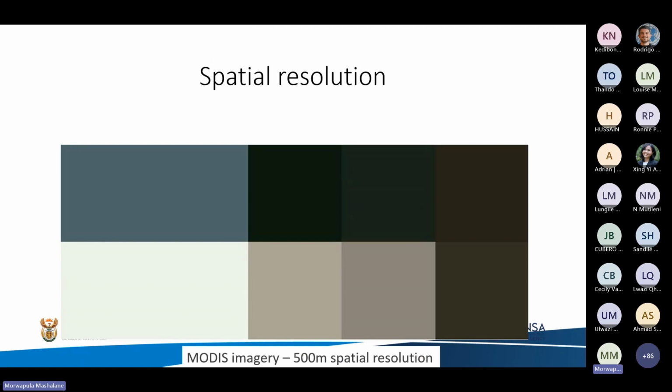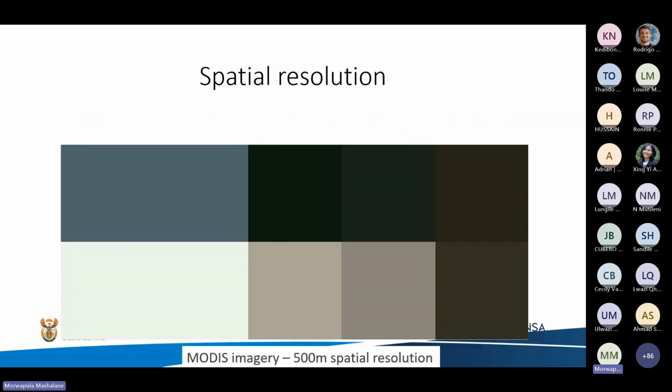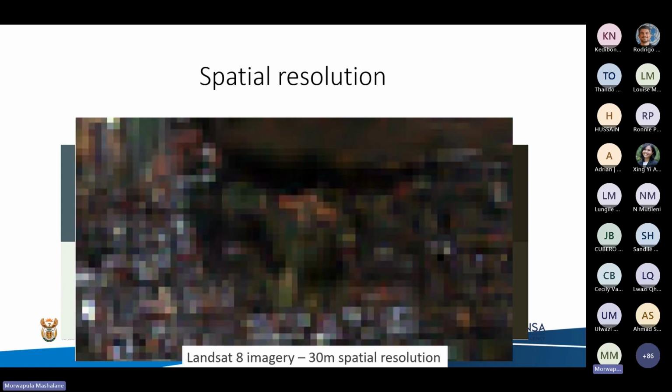If you look at a 500 meter spatial resolution compared to a 30 meter, there you just see pixels, meaning that if you measure from one crest to another, you'll be able to check out the number. This is an example of a Landsat imagery, which is 30 meters. You are able to start visualizing some certain features.